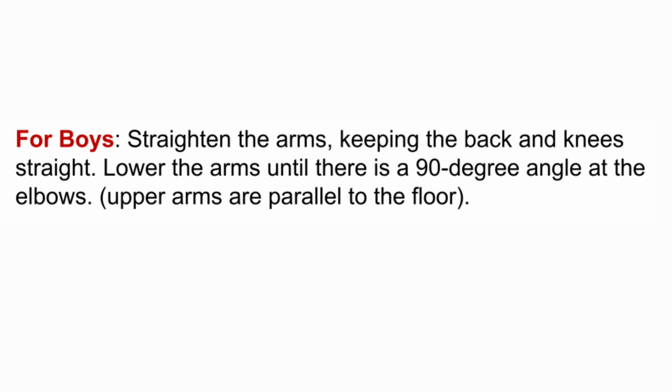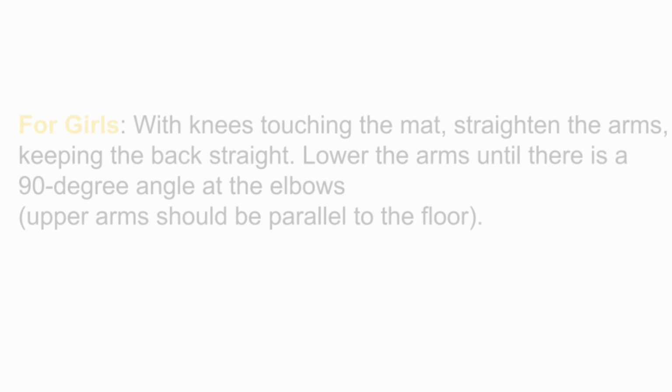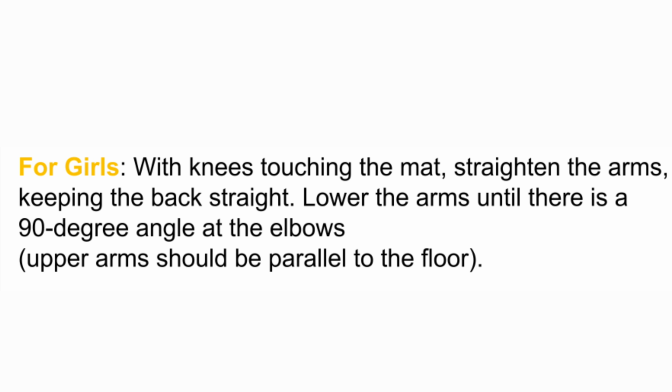For boys, straighten the arms, keeping the back and knees straight. Lower the arms until there is a 90-degree angle at the elbows. Upper arms are parallel to the floor. For girls, with knees touching the mat, straighten the arms, keeping the back straight. Lower the arms until there is a 90-degree angle at the elbow. Upper arms should be parallel to the floor.